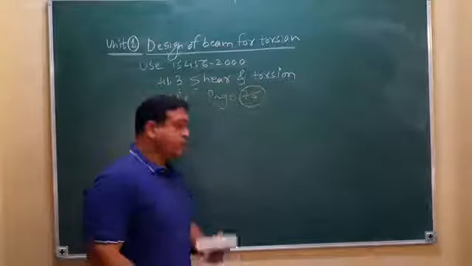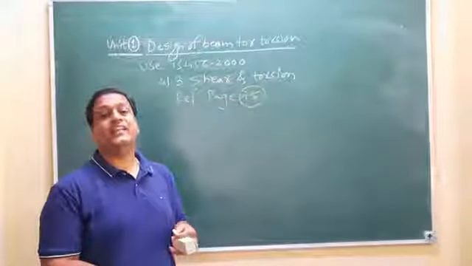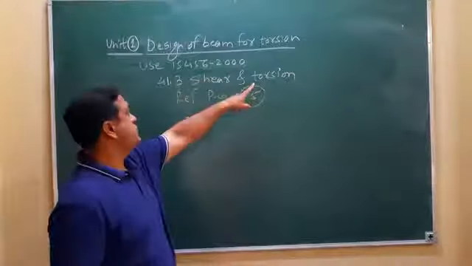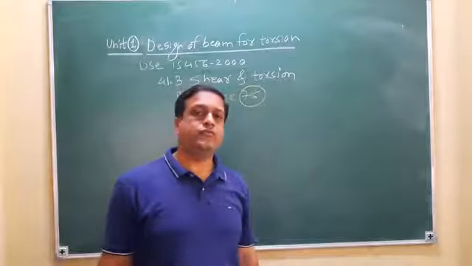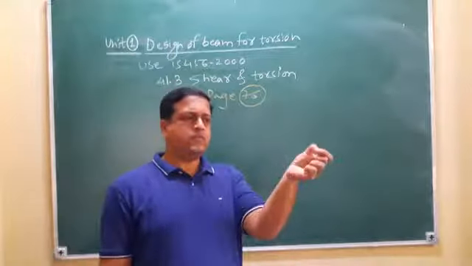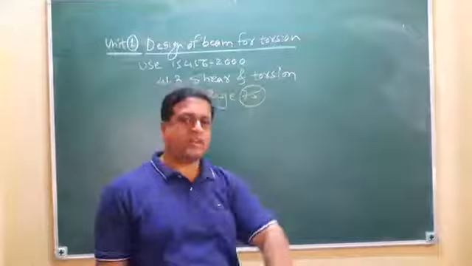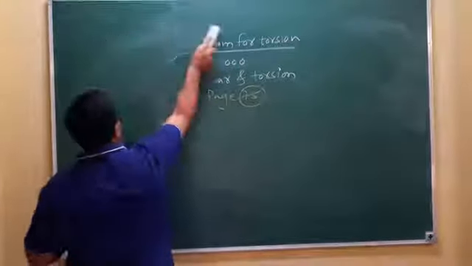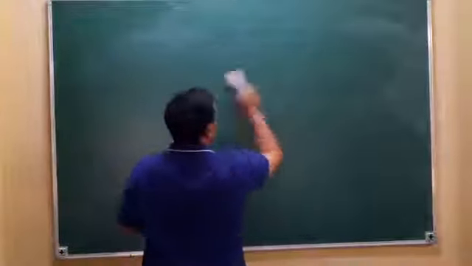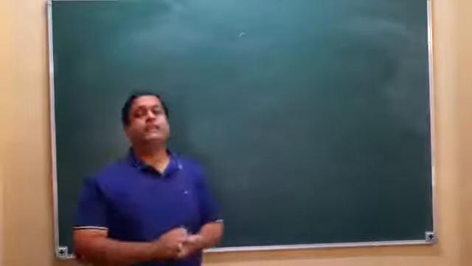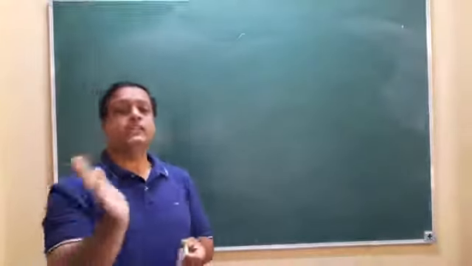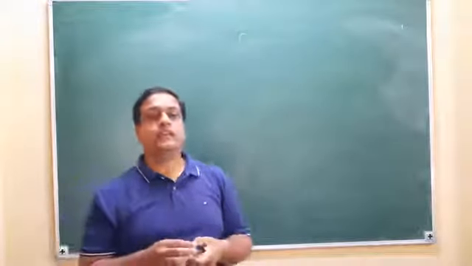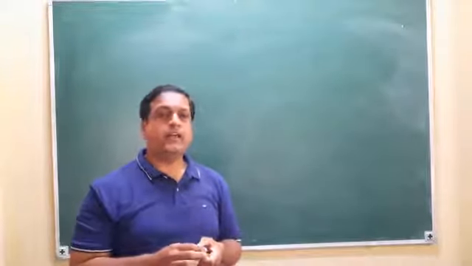All steps and all criteria related to torsion are given in the IS code. The clause is 41.3, and the heading of the clause is shear and torsion. Refer to page number 75, IS 456-2000 version. Step by step: step number 1, step number 2, step number 3, step number 4, like this, all steps are given in the IS code. You have to refer to these steps and design the beam for torsion. Now, I have already told you the extra amount of shear force and extra amount of bending moment developed in the beam due to the effect of torsion is called equivalent shear force and equivalent bending moment.